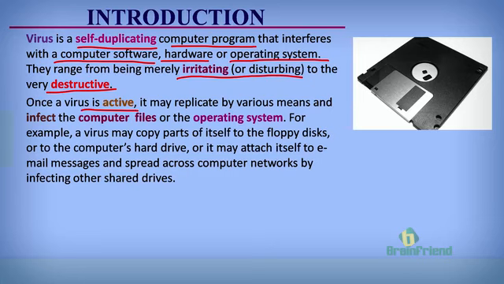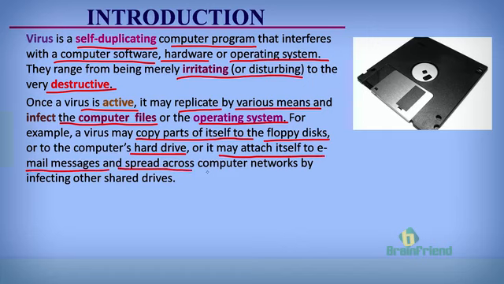Now, once a virus is active on your system, it may replicate. That means it can produce more than itself, as in it's able to reproduce itself by various means and then infect the computer files or your operating system. For example, a virus may copy parts of itself to your floppy disk or to your computer hard drive where your information is kept. Or it may attach itself to email messages and then spread across computer networks by infecting other shared devices.